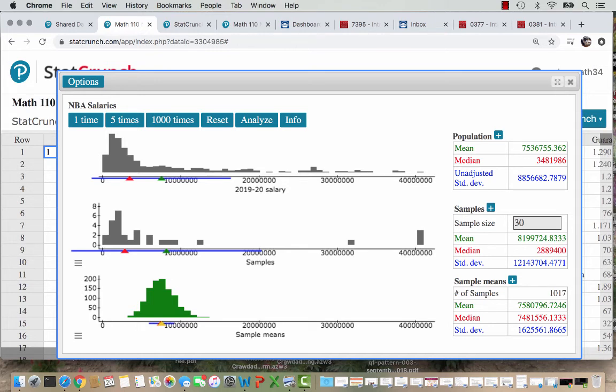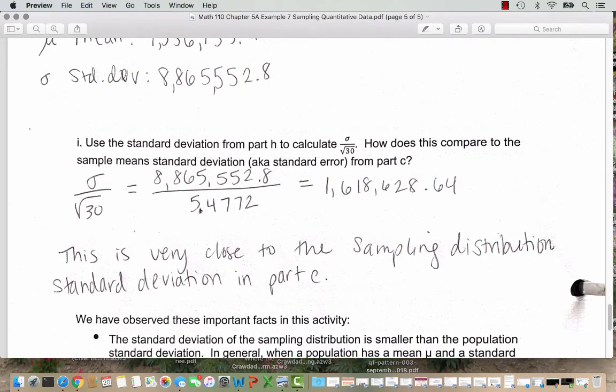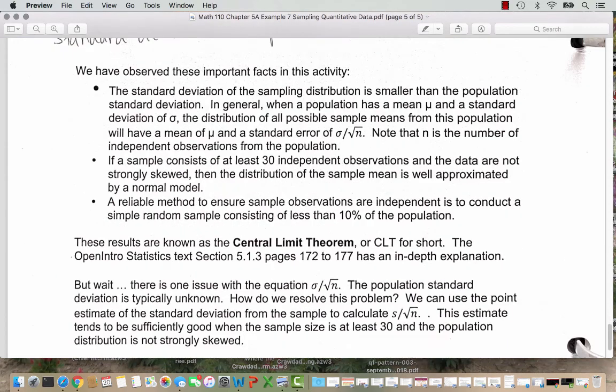And so we have found mathematically that if we take the standard deviation for the whole population and divide it by the square root of the sample size, that gives us a sense of how squished or compressed the sample means graph is. So we note here that this value is very close to the sampling distribution standard deviation that we recorded back in part C. So these are some important results that we've observed.